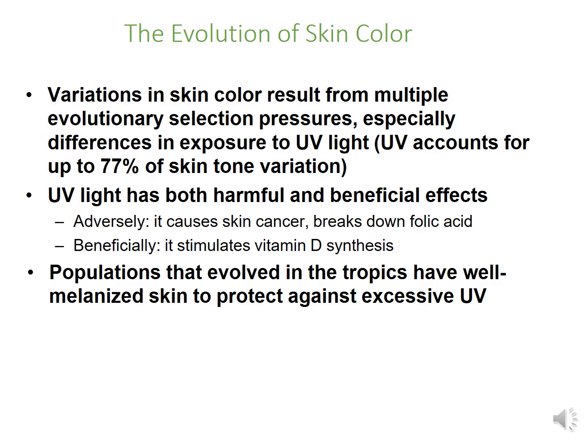The evolution of skin color. Variations in skin color result from multiple evolutionary selection pressures, especially differences in exposure to UV light. UV accounts for up to 77% of skin tone variation. UV light has both harmful and beneficial effects. Adversely, it causes skin cancer and breaks down folic acid. Beneficially, it stimulates vitamin D synthesis. Populations that evolved in the tropics have well melanized skin to protect against excessive UV.